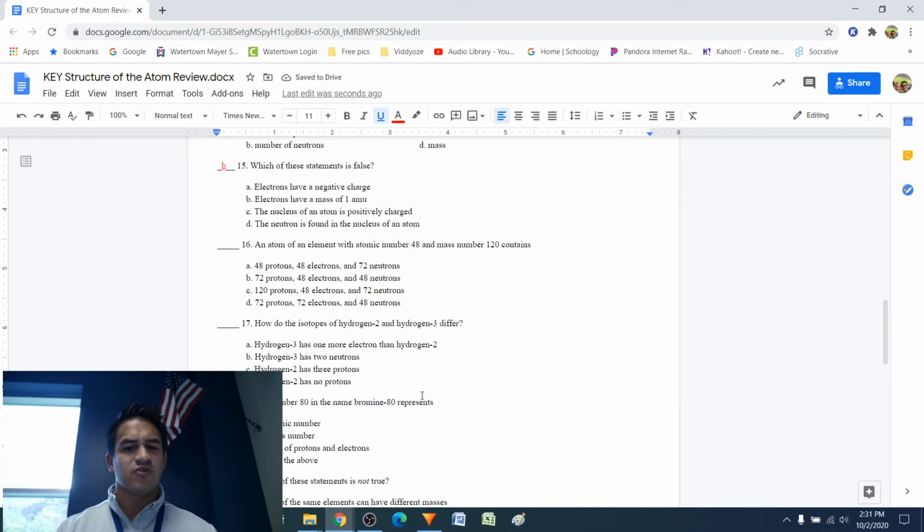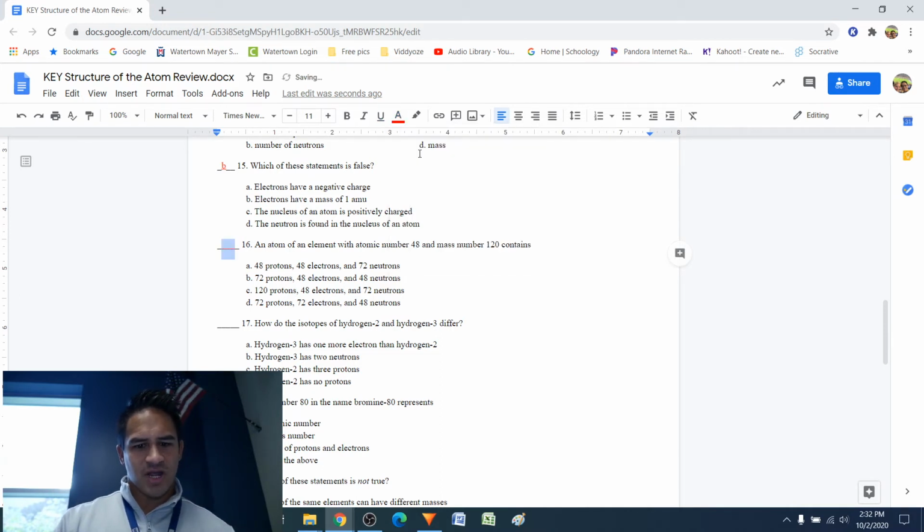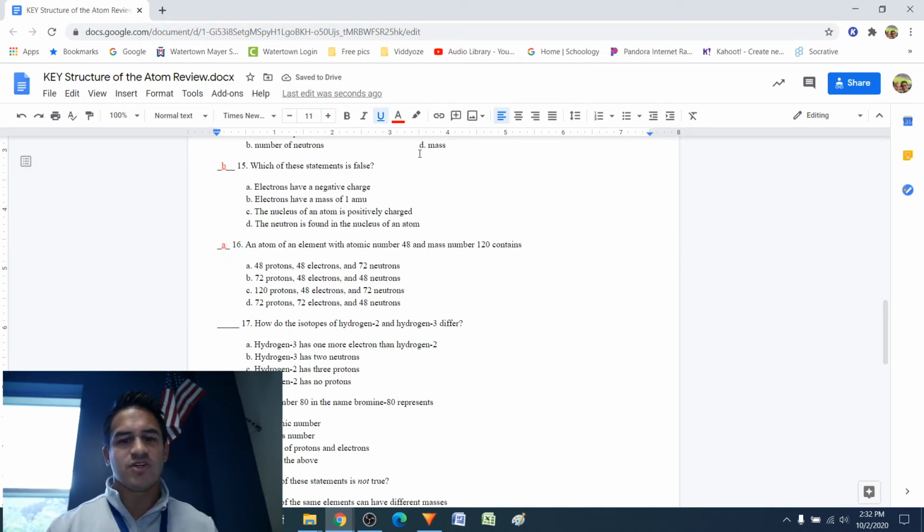All right, number 16. The atom of an element with atomic number 48 and mass number 120 contains... Okay, so atomic number 48 means we have 48 protons. If our number of protons is 48, that also means that our number of electrons is 48. So basically letter A is our only choice here because it's the only one that has 48 protons, which is what the atomic number tells us. I can already tell that this is going to be letter A. 48 protons, 48 electrons, and then 120 minus 48 gives us 72 neutrons.